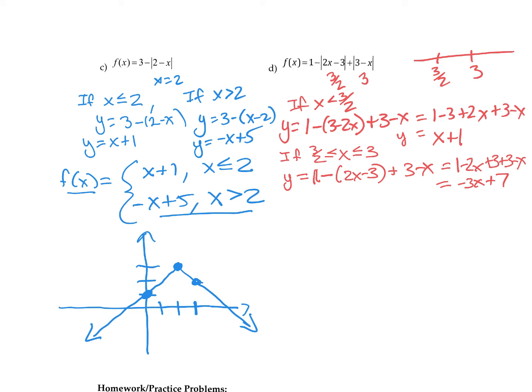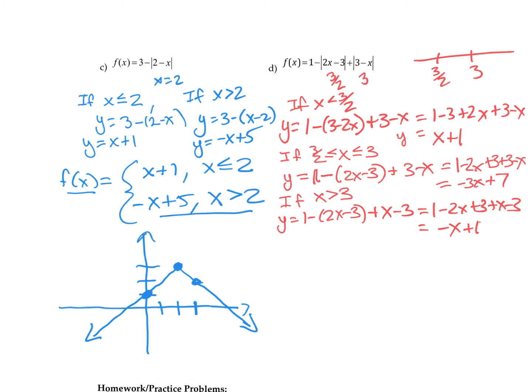Okay, so the last piece is if x is greater than 3. The 2x minus 3 is still positive, so 1 minus (2x minus 3). But now, when I put in values greater than 3 into 3 minus x, like 4, it's going to be negative. So I've got to multiply inside that absolute value by negative 1, so plus x minus 3. So I've got 1 minus 2x plus 3 plus x minus 3, or negative x plus 1.